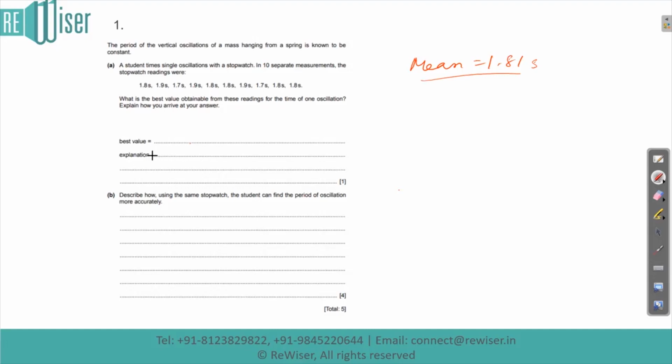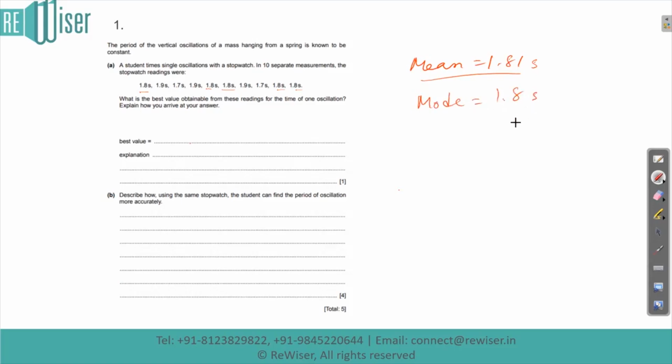So the explanation will be you add all of them and divide by the number of oscillations. This is one explanation. Otherwise, there is another method. You can find out the mode. Mode is the most repeated reading. As you can see, 1.8 is repeating 5 times. However, 1.9 is repeating 3 times, 1.7 is repeating 2 times. So 1.8 is the mode because it is the most repeating number.